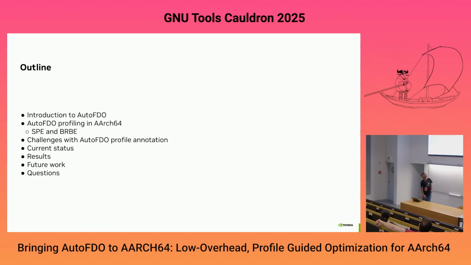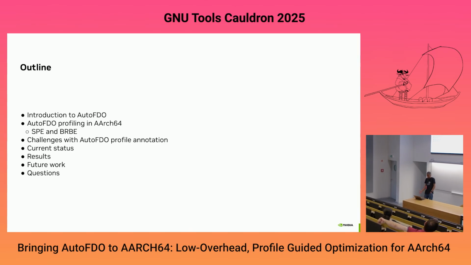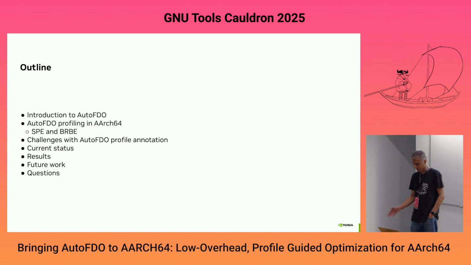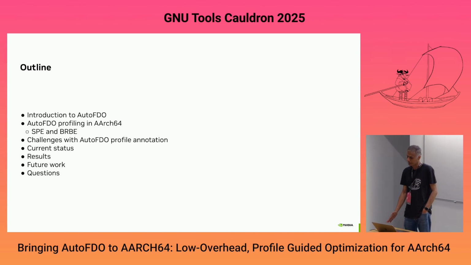So the outline for today's talk is, I'll start off with a brief introduction to AutoFDO for completeness's sake, and then go into ways in which we can collect profiles in our AArch64 system using SPE or BRBE. BRBE is the LBR equivalent in AArch64 to capture the branch records, which is somewhat of a new thing and may not be available in all the AArch64 processors. It's probably available only on the newer ones.